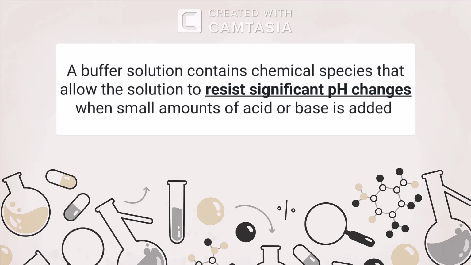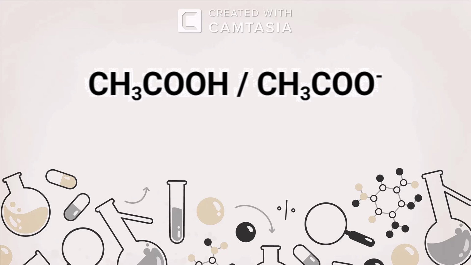A buffer solution contains chemical species that allow the solution to resist significant pH changes when small amounts of acid or base is added. For example, consider an acetate buffer system that contains acetic acid and the acetate ion. This is a buffer system because it contains a weak acid and its conjugate base.